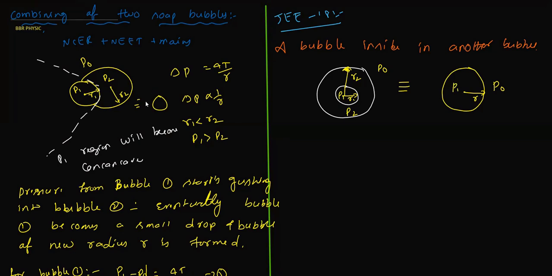Now, what we have to do is replace these two by a new bubble, where the inner sphere pressure is P1 and the outer sphere pressure is P0. We have to mention that point here.